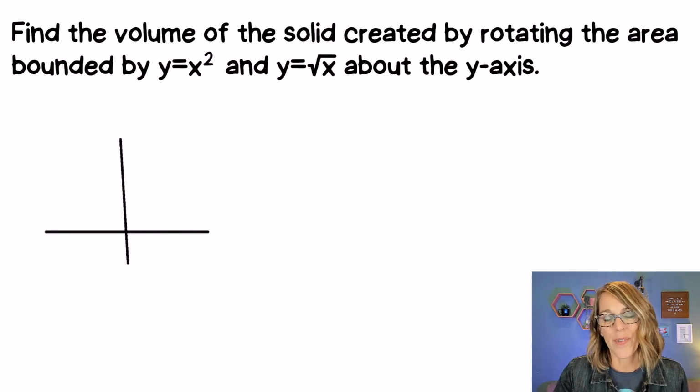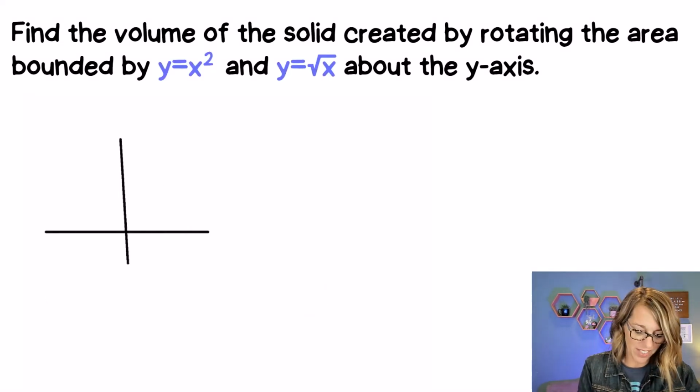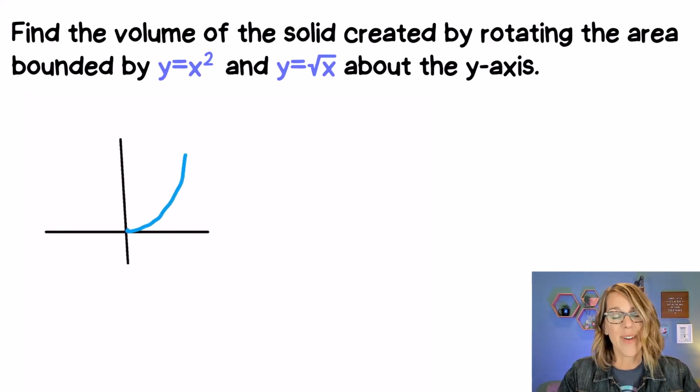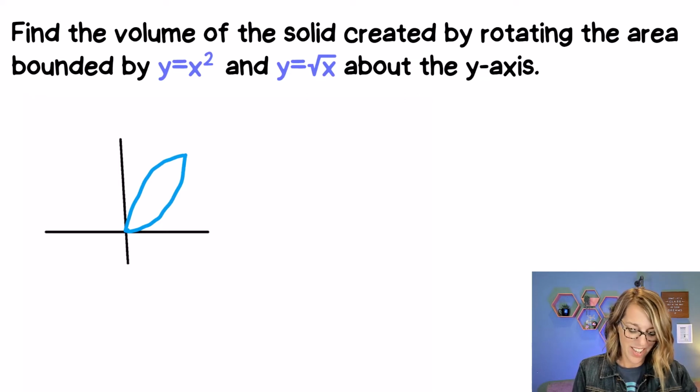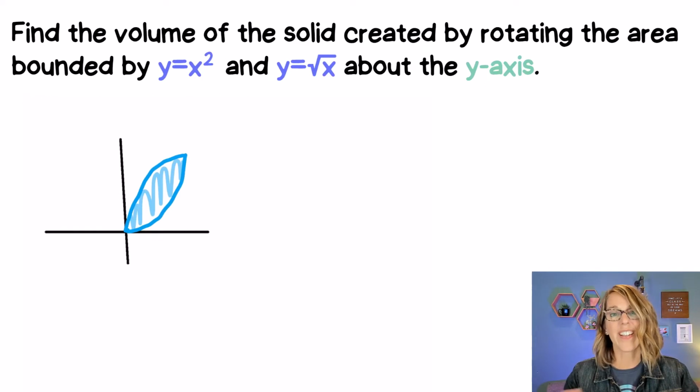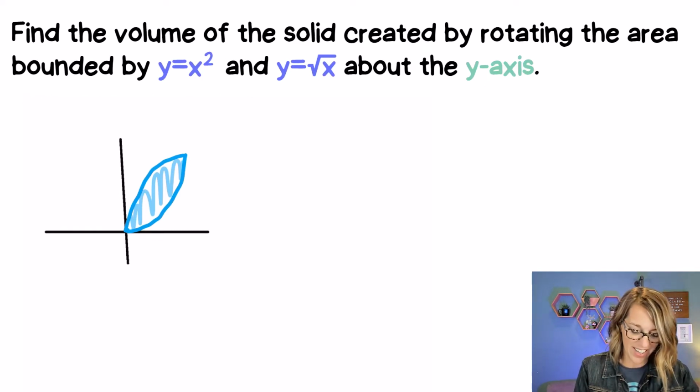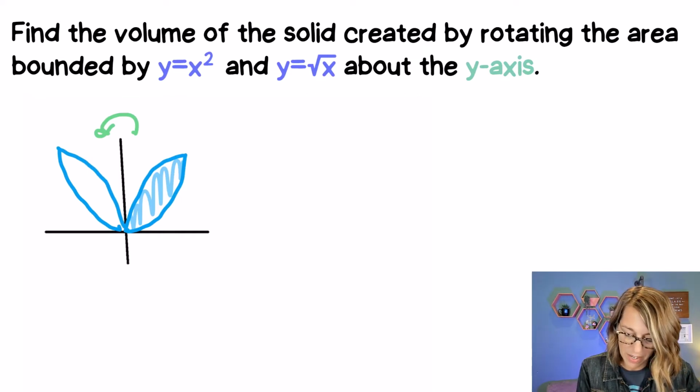This next one, we're going to revolve around the y-axis. We're going to take that area that's bounded by y equals x squared. That is my parabola. I'm going to draw that much of it. And y equals the square root of x. I'm just going to draw the square root of x until I hit my other curve. This is the area that I am going to be revolving around the y-axis. So we get a mirror image on the other side of that y-axis, which is going to look something kind of like this, not too bad.